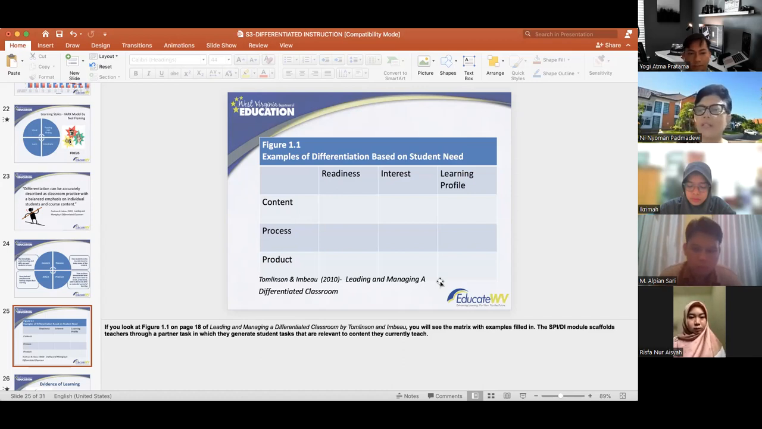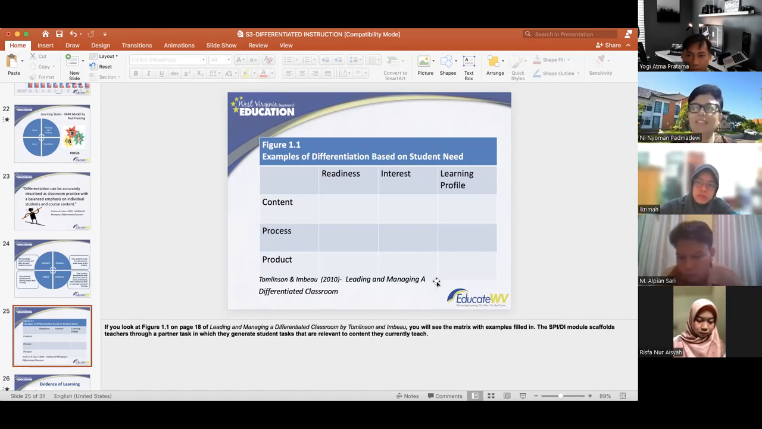So you have to think about the readiness. You have to think about the interest. Do you think that your students like it? You have to consider that. And also the learning profile. Do you consider that they are okay if, for example, they do that? Are they able to do it? Are they okay doing that one, for example? So those are the things that you need to consider. Now, my question, is it complicated? Do you agree with that? Is it complicated?